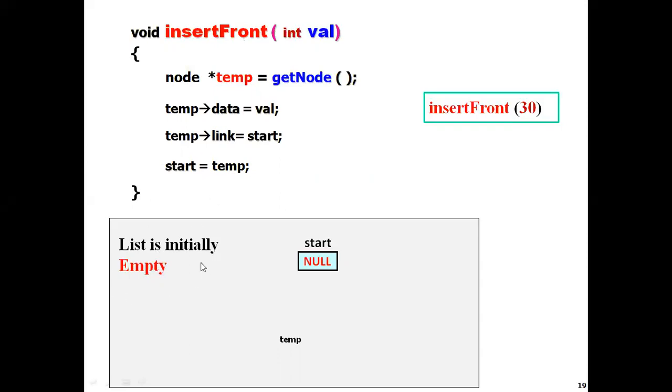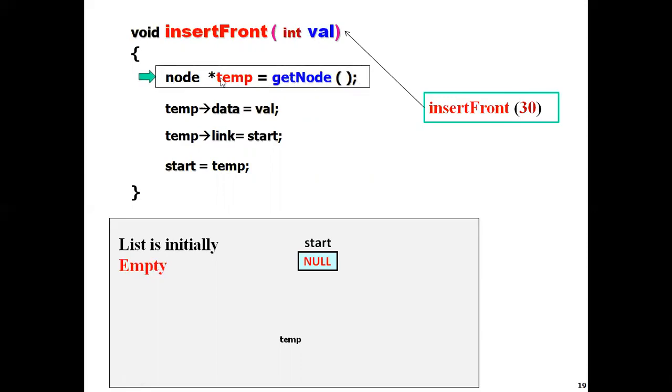And we have taken the first case. If the list is initially empty, then what is the value of start? The value of start will be null. That means no linked list exists. So this is the initial condition. We will have the start pointer null. And suppose we call the function by saying insert front of 30. That means we want to create a node with value 30, and that should be part of the linked list. So when you call the function insert front, this 30 is copied to val, so val becomes 30 here. Then it enters the function.